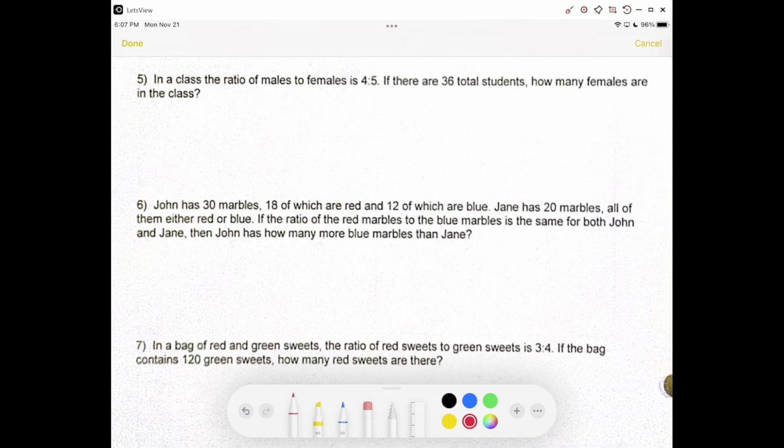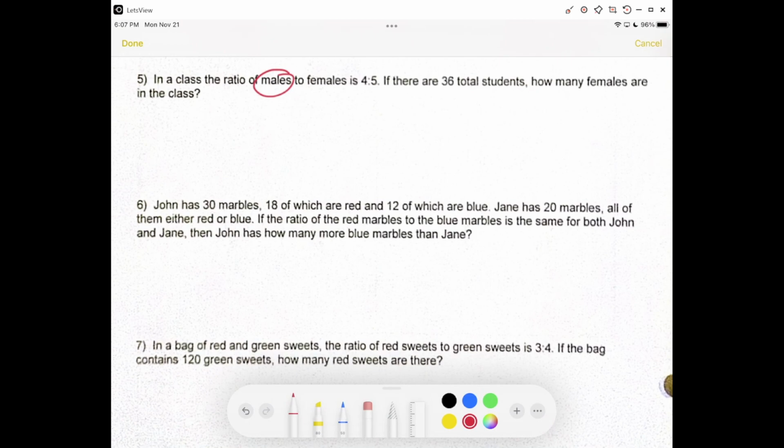In a class, the ratio of males to females is 4 to 5. If there are 36 total students, how many females are there in the class? Now this is a part to whole question. Now we're just going to pick one group for now. Let's assume we're picking males.